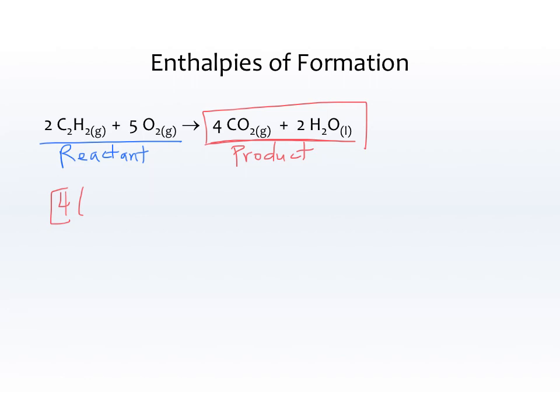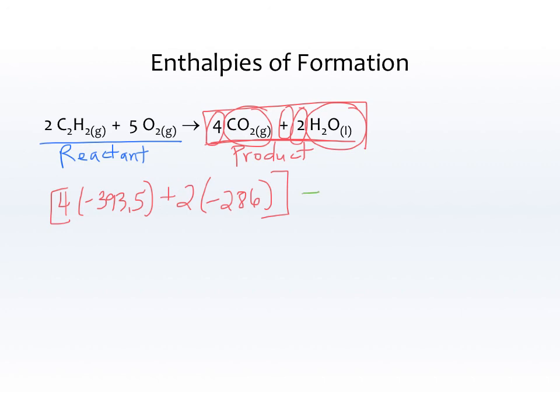Except in place of CO2, you're looking on your reference chart for carbon dioxide. That should be on the front page with the carbons. Did you find it? That's negative 393.5. We're just taking the number as is straight off the chart. So 4 times CO2 plus 2 times water liquid. Make sure you're not looking at water gas. Water liquid, negative 286. That's the products.